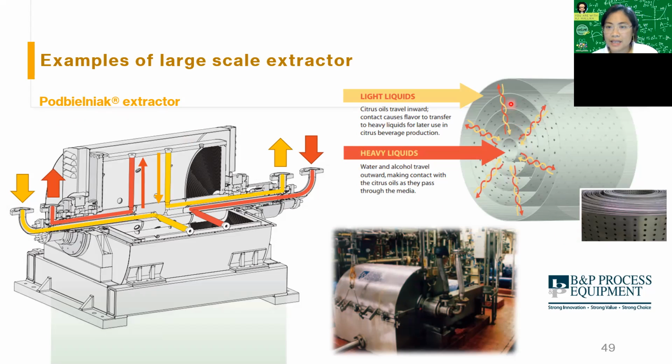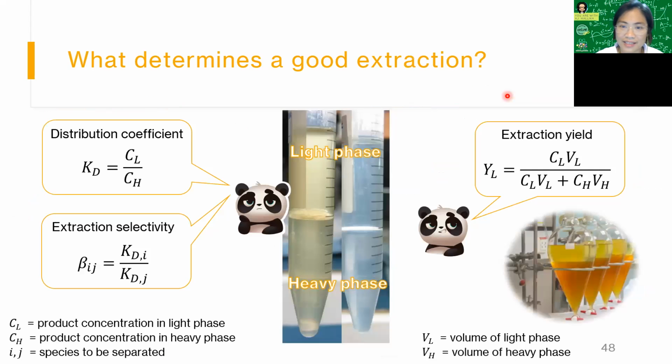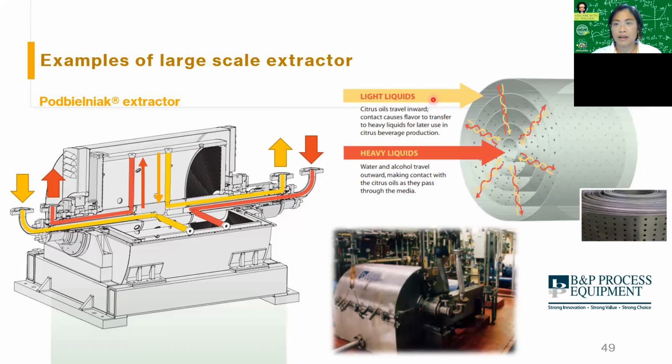So basically the flow of the light liquid and heavy liquid: the light liquid is the top phase, the heavy liquid is the bottom phase. They move in counter current. They move not in the same direction, but in different directions, to make sure that the mass transfer is more efficient. And this can be done continuously.